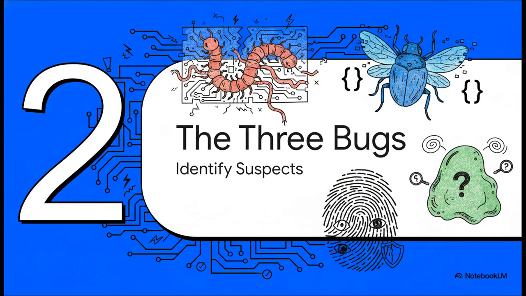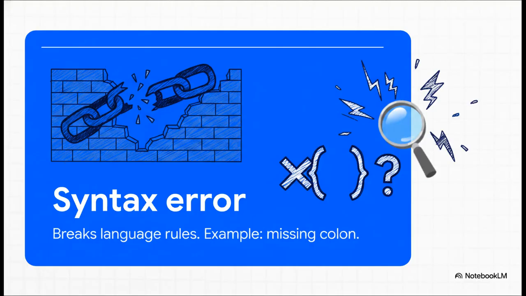Moving to section 2. Meet the 3 bugs, identifying the suspects. To catch a culprit in your code, you first have to know exactly what their MO looks like. Suspect number 1 is the syntax error. Honestly, this is usually the easiest one to spot because the program won't even run. A syntax error basically means your code broke the strict grammar rules of the language. Think of a missing colon at the end of an if statement, or maybe an unclosed parentheses. The computer is incredibly pedantic. If the grammar isn't perfect, it simply refuses to play ball and stops right in its tracks.